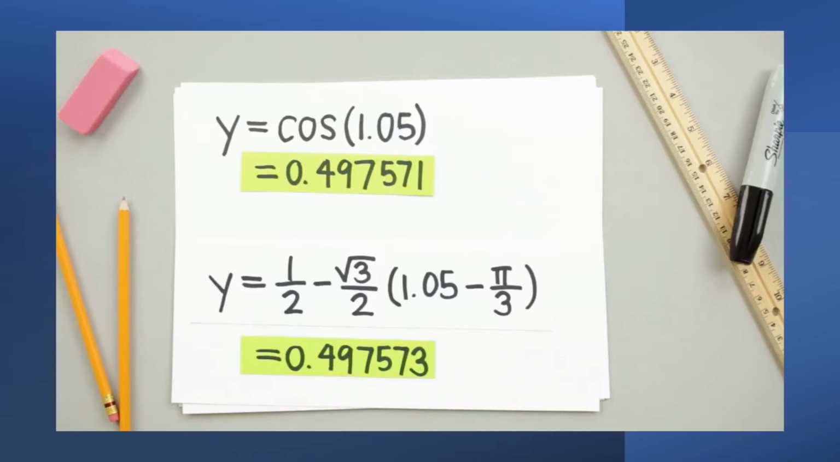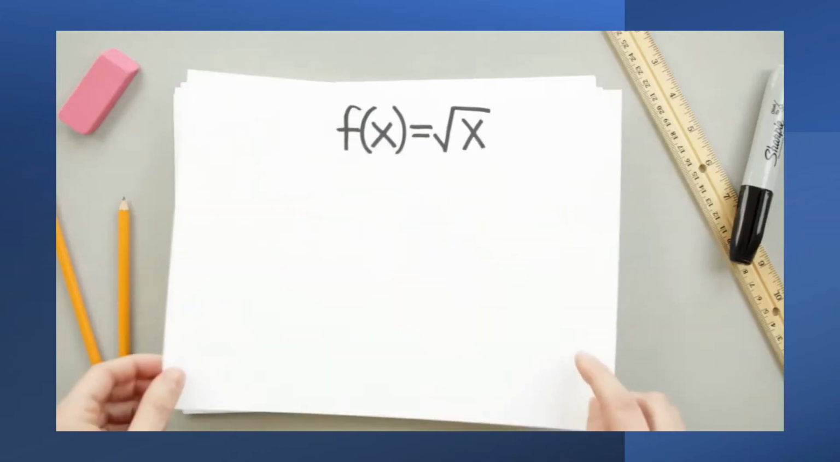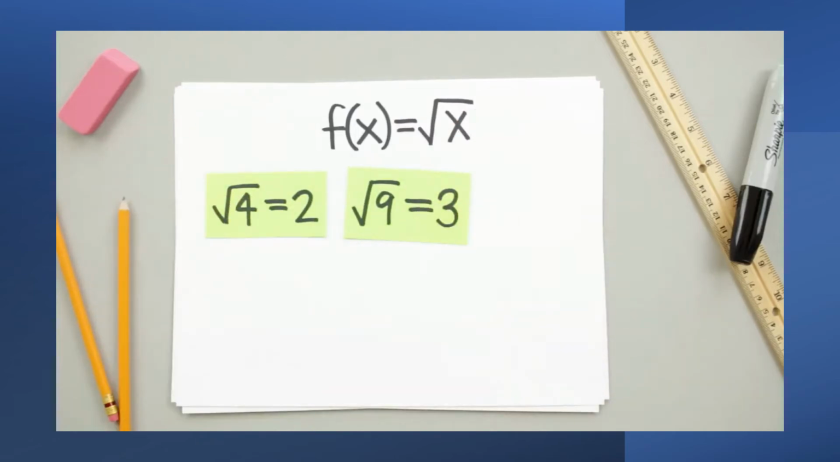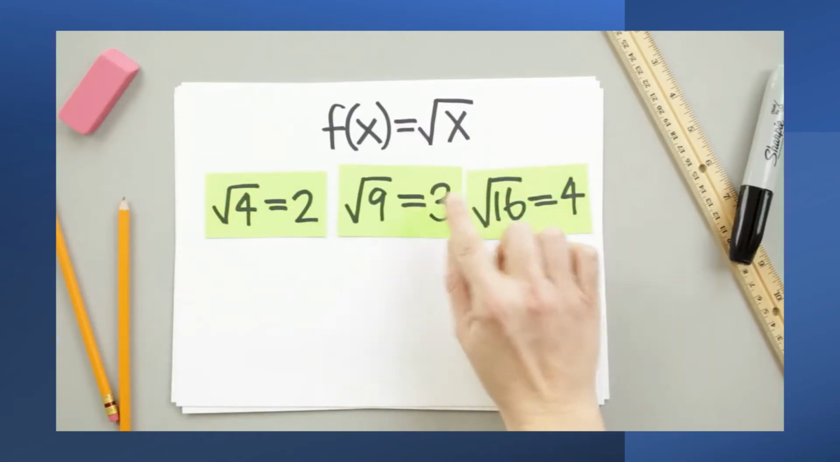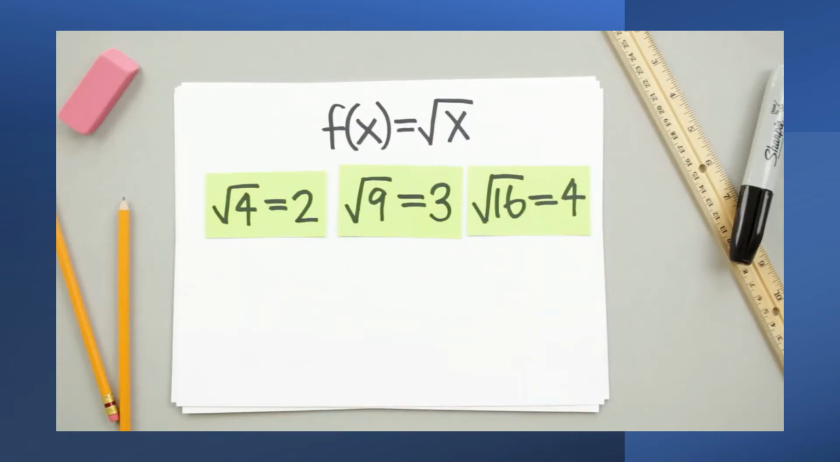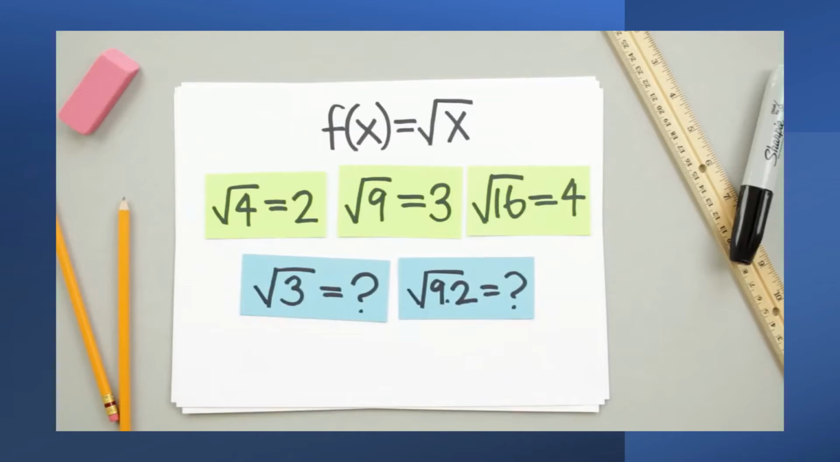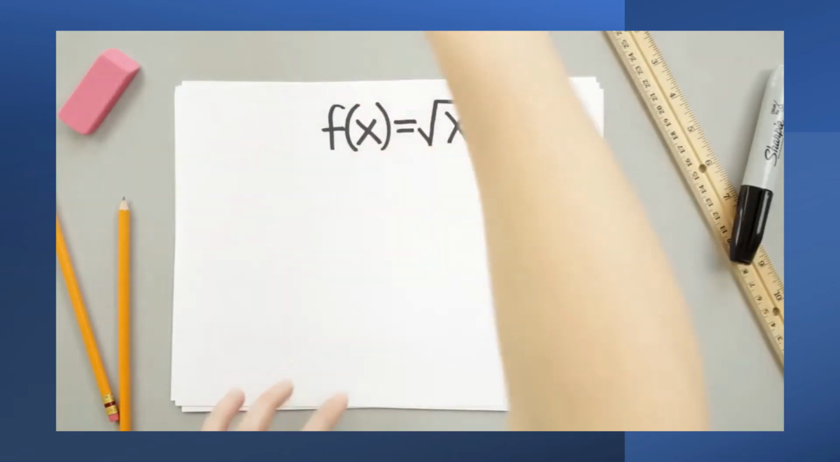For example, linear approximation can be really helpful when we're trying to estimate square roots, since we already know lots of other square roots like the square root of 4, 9, 16, and so on, but we don't really know how to take the square roots of numbers that aren't perfectly square, like 3 or 9.2. Let's go ahead and look at how we can use linear approximation on the square root function.